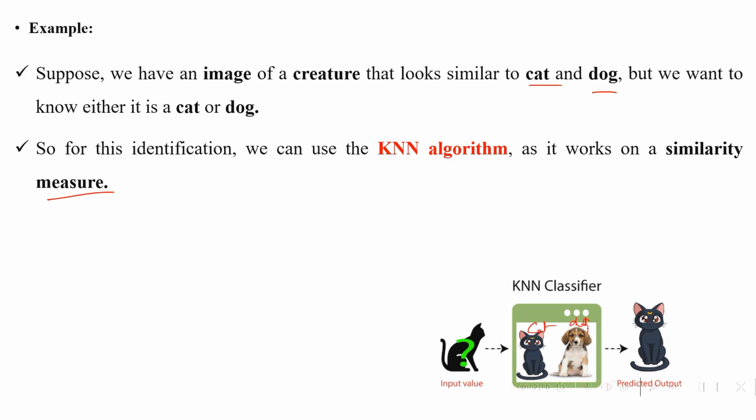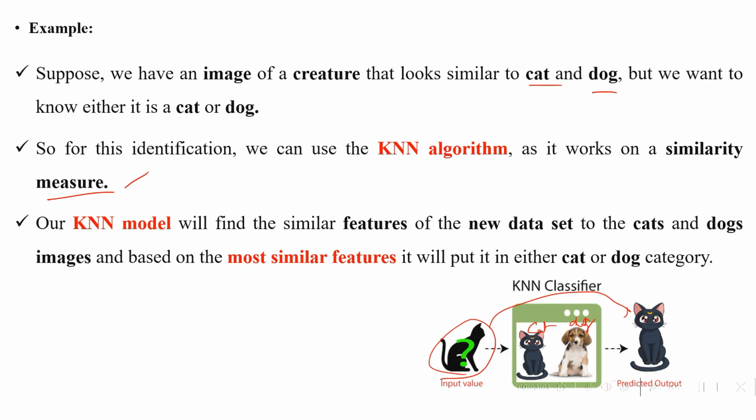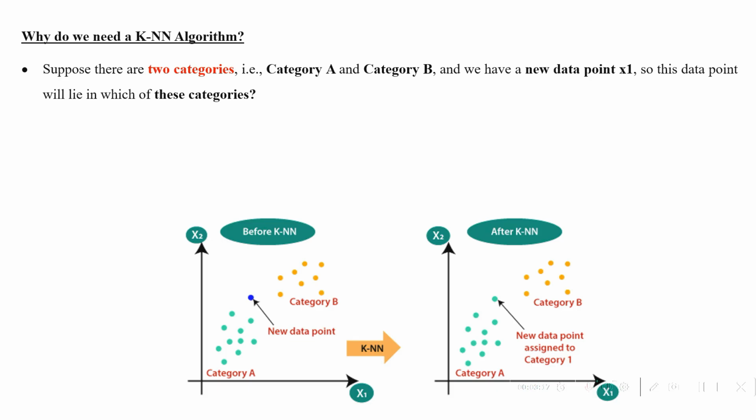Now, if you are giving a new input value, you have to find out the corresponding class label, whether it is a dog or a cat. So for that, we are using the similarity measure. The KNN model will find the similar features of the new data set to the cats and dogs images. Based on the most similar features, it will put it in either the cat or dog category.